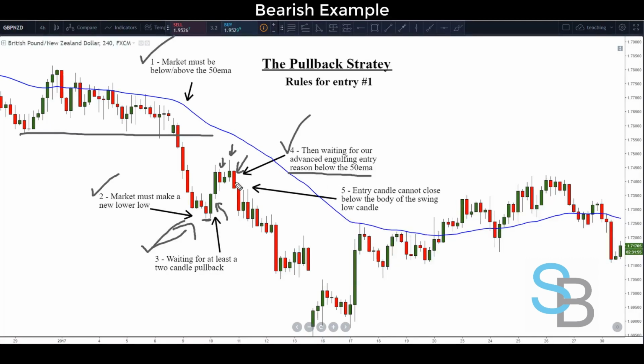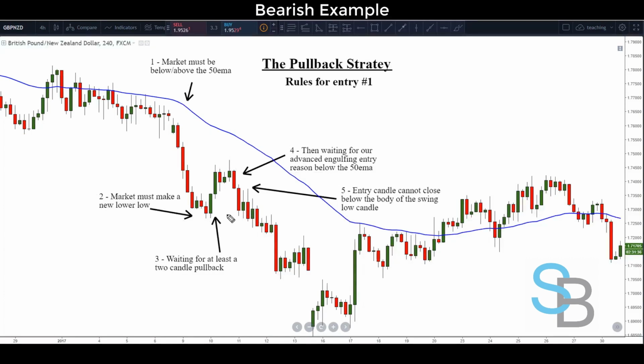Does this advanced engulfing entry happen below the 50 EMA? Of course it does. Our 50 EMA is right here. That entry reason happens below the 50 EMA. Now, the 5th and final rule after we have checked off all 4 of those is that the entry candle cannot close below the body of the swing low candle.